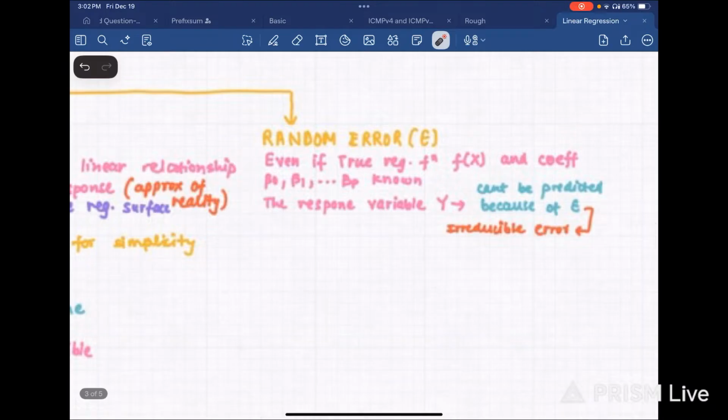Random error is sigma, even if the true regression function f of x and the coefficients beta naught, beta 1 to beta p are known.